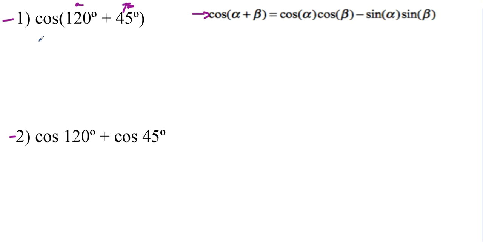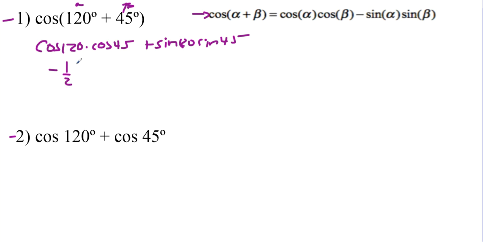Okay, and let's just go ahead and do cosine of 120 times cosine of 45 plus sine of 120 sine of 45. You look on your unit circle, and you're going to find that cosine of 120 is negative 1/2. Cosine of 45 is root 2 over 2. And then sine of 120 is root 3 over 2. This is all straight off your unit circle.